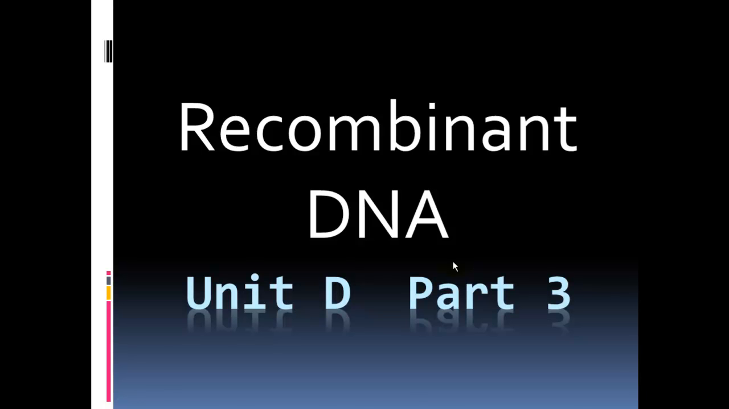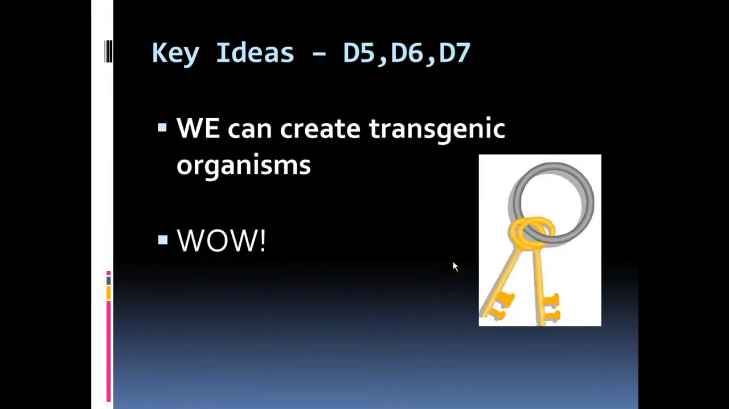We're going to do Unit D, Part 3 today, Recombinant DNA. So the key idea of this screencast, we're looking at PLOs D5, 6, and 7, and we are thinking about how we have developed this amazing ability to create in the lab transgenic organisms.